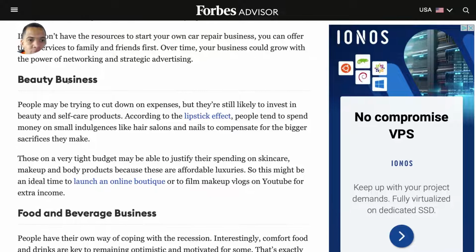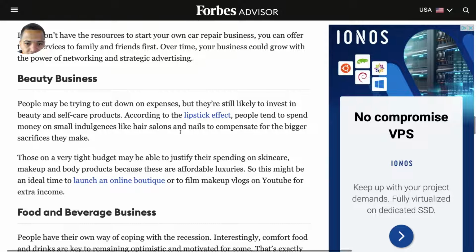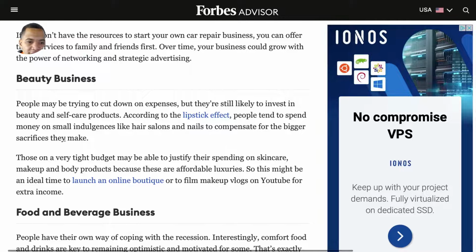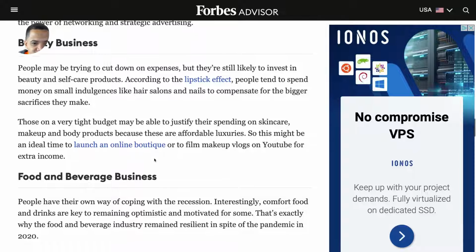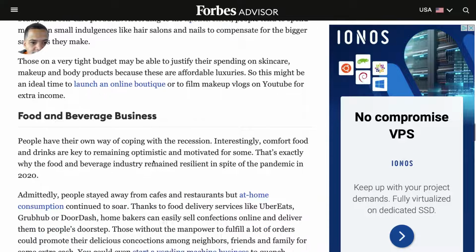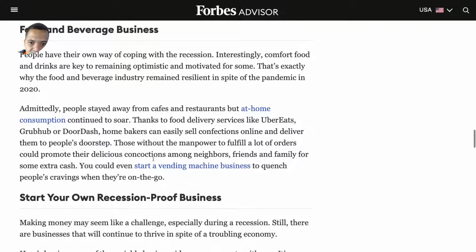Oh, look at this. Beauty business. People may be trying to cut down on expenses, but they still like to invest in beauty and self-care products. According to the Lipstick Effect, people tend to spend money on small indulgences like hair salons and nails to compensate for the bigger sacrifices they make. So the last thing people want to give up is their haircuts. So you're still in the beauty industry, right? The haircuts potentially, and the nails. So that's a cool thing as well. Food and beverage businesses, right? Obviously, we still need to eat.